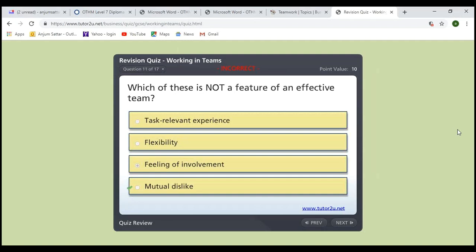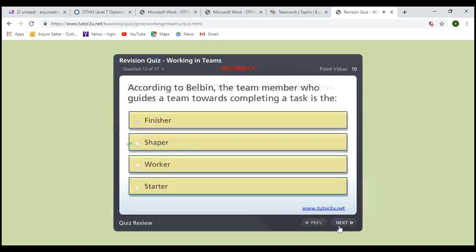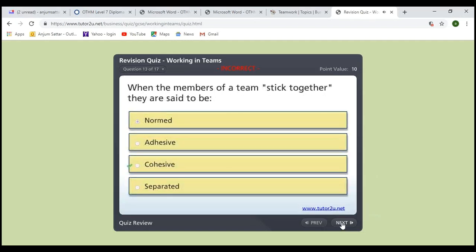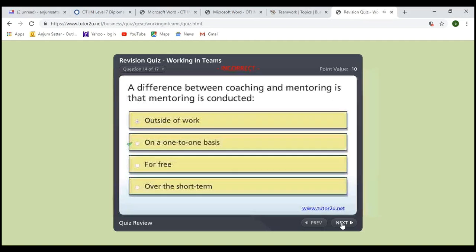Not a feature of an effective team. Mutual dislike is not. Okay. All others are. So they use the word not. That was shaper, instead of finisher. Cohesive. Yes. Sticking together as a team. Yes. Cohesive. Okay.